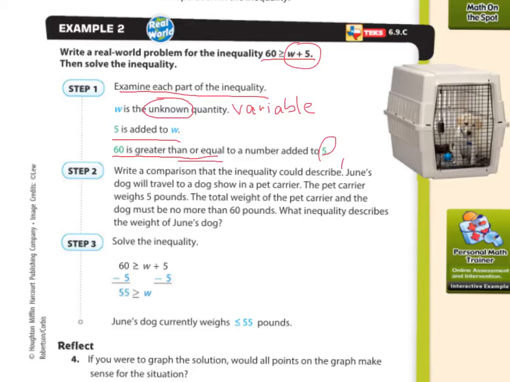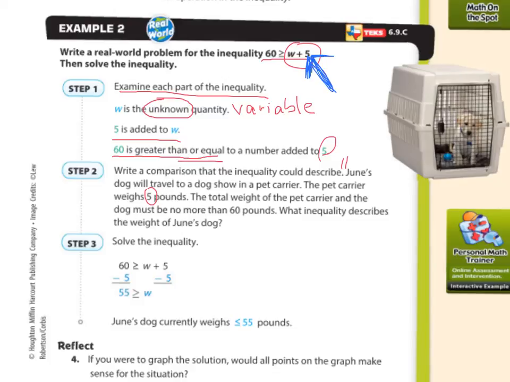So here they go. This is the comparison they came up with. June's dog will travel to a dog show in a pet carrier. The pet carrier weighs 5 pounds. Okay, that's your constant right there. Remember we talked about constants or numbers that are not stuck to variables. They're all by themselves. They're constants. So the weight of the pet carrier is not going to change. It's always going to be 5 pounds.